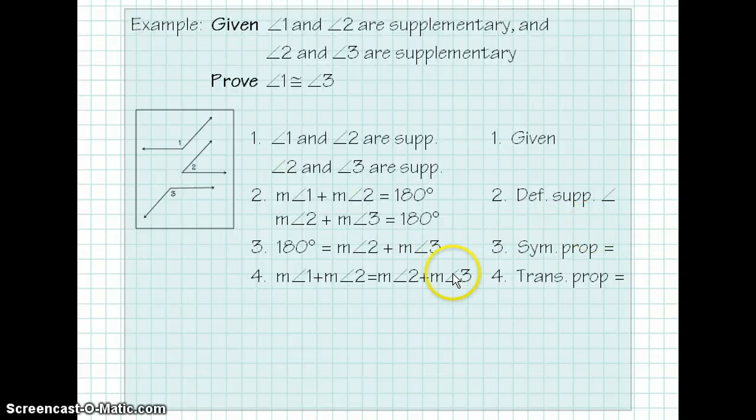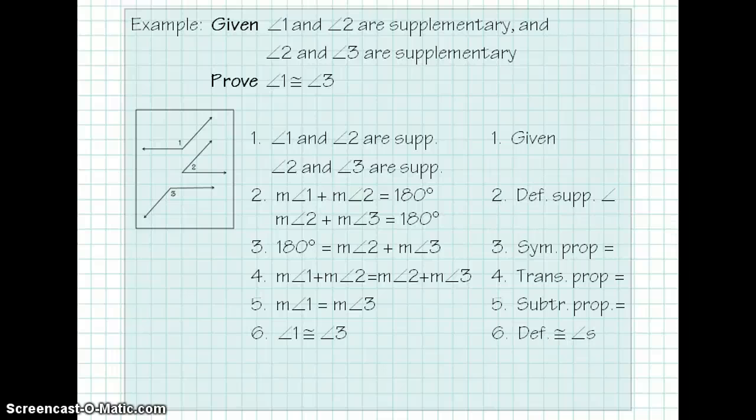And then finally, well, not finally, sorry. Then I can get rid of this angle 2 here because I can just subtract it from both sides, and that's my subtraction property. So now I have the measure of angle 1 is equal to the measure of angle 3, which means that angle 1 is congruent to angle 3 by the definition of congruent angles. Okay.